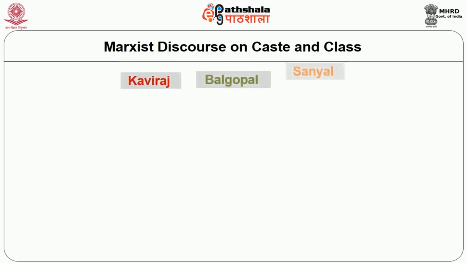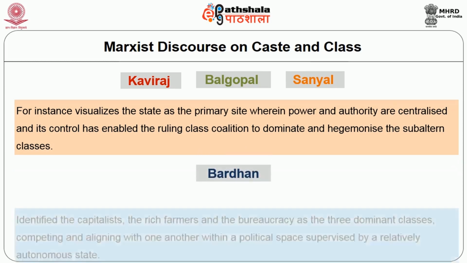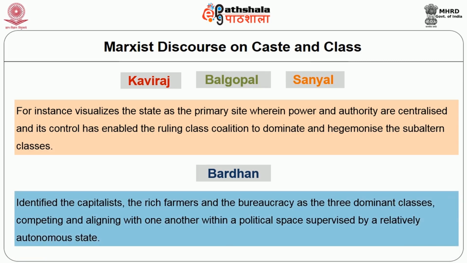Marxists such as Kaviraj, Balgopal and Sanyal, for instance, visualize the state as the primary site wherein power and authority are centralized, and its control has enabled the ruling class coalition to dominate and hegemonize the subaltern classes. Bardhan identified the capitalists, the rich farmers and the bureaucracy as the three dominant classes competing and aligning with one another within a political space supervised by a relatively autonomous state.